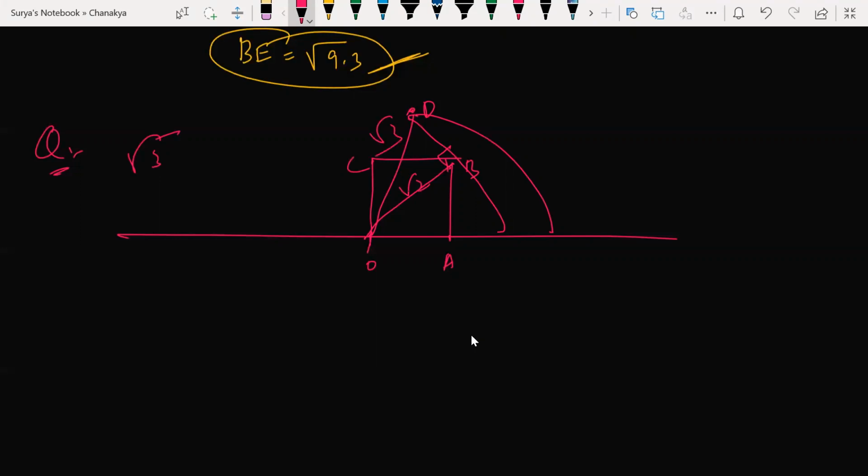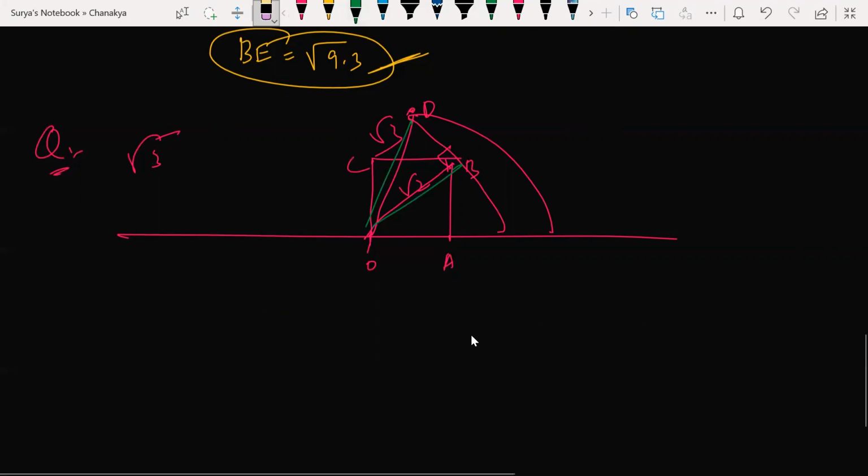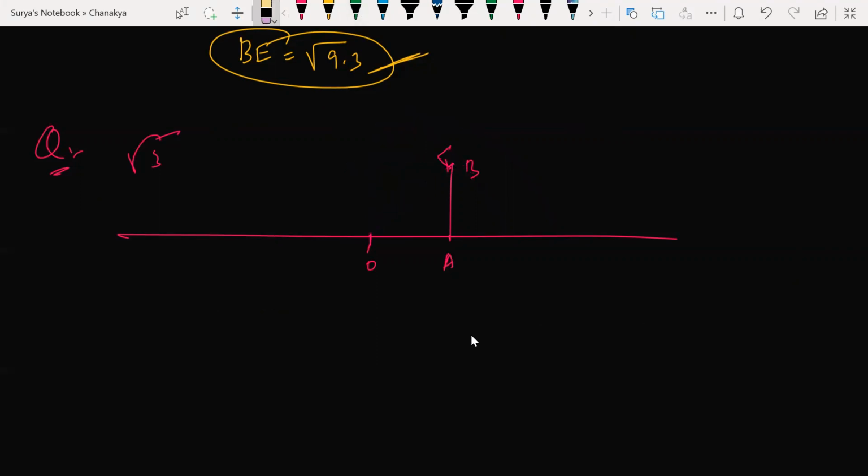This is how the diagram will come, as you said, √2 then √3. If you draw that and do not get it, ask me again. This is how your diagram will be, √2, √3. Go and try it once.